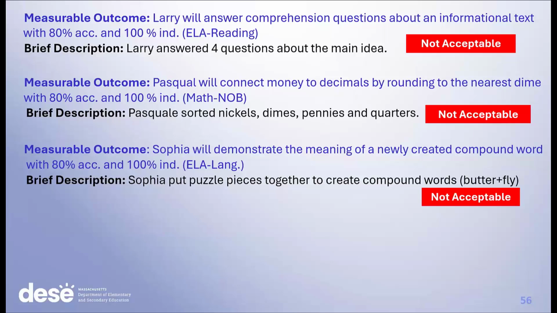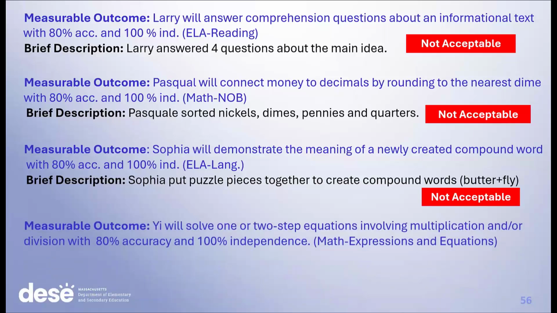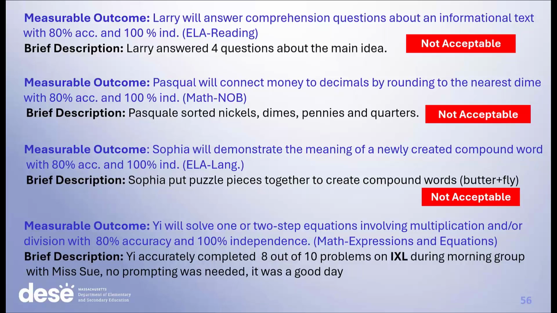One more. You guys are doing great, really great. So the measurable outcome says that Yi will solve one or two-step equations involving multiplication and or division with 80% accuracy and 100% independence. The brief description says that Yi accurately completed 8 out of 10 problems on IXL during morning group with Miss Sue, and no prompting was necessary. It was a good day. Acceptable or not?